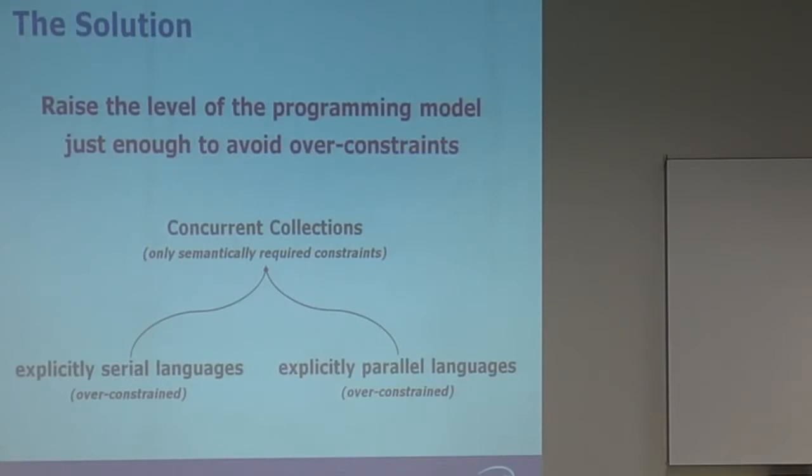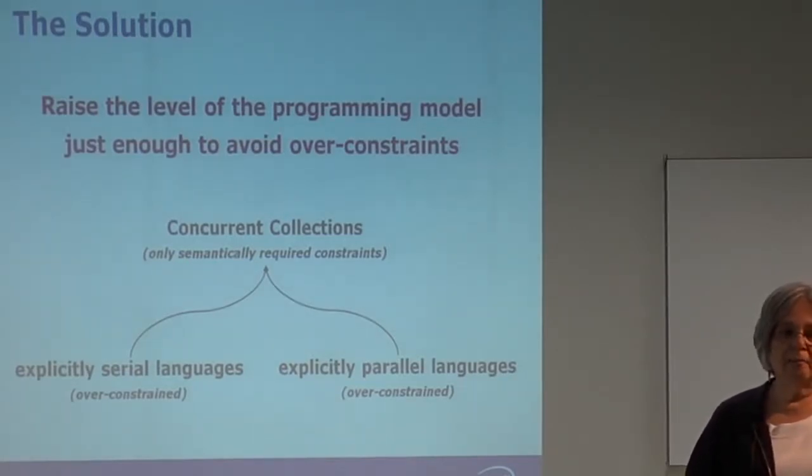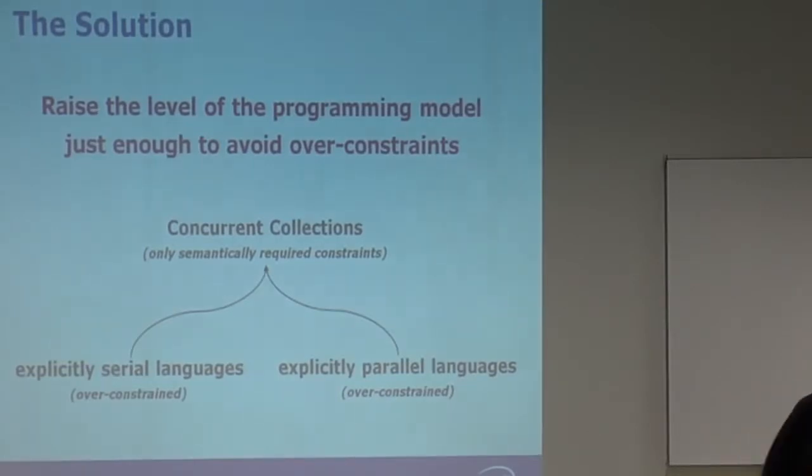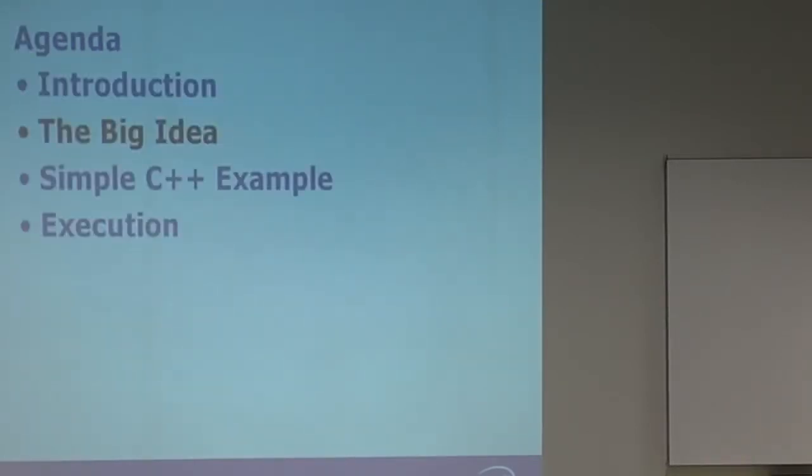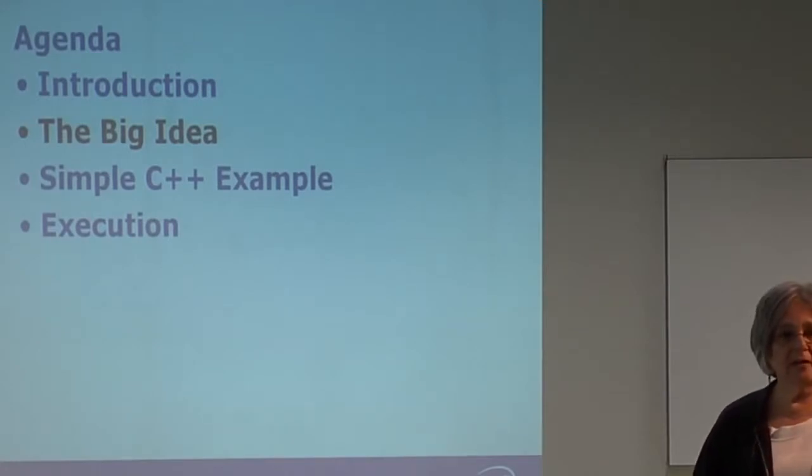So that's the goal. The solution is to raise the level of the programming model just a bit. In fact, it's too low. The level is too low because it's explicitly serial or explicitly parallel. And we'd like to raise it to stating only the semantic constraints and nothing more. And that's what we're going to do. So I've told you, but I'll tell you a little more about what the big idea is. Then we'll go through some simple examples at the language level, and then we'll talk a little bit about the execution.